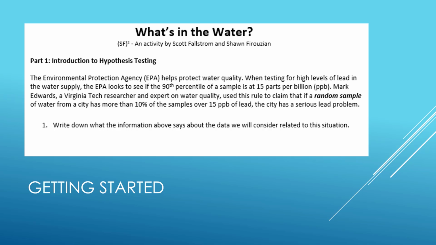So it's good to take the time for that first one that says write down the information. And what does it say about the data? So the data we're considering is really, at the end of the day, going to be categorical data. So we'll be looking for proportions.